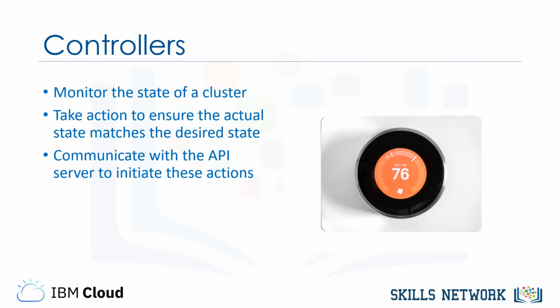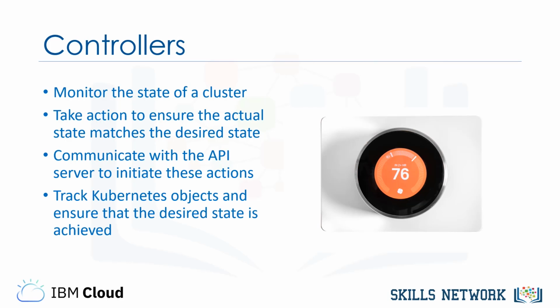Generally, the controller will send a message to the API server to initiate an action that will help bring the current state in line with the desired state. A Kubernetes controller tracks a Kubernetes object. If, for example, you specify that you'd like 3 instances of your application to run in Kubernetes, controllers will monitor the state of your cluster and ensure, to the best of their ability and within the constraints of the system, that 3 instances of your application are in fact running at any given time. We'll learn more about Kubernetes objects and controllers in the next video.